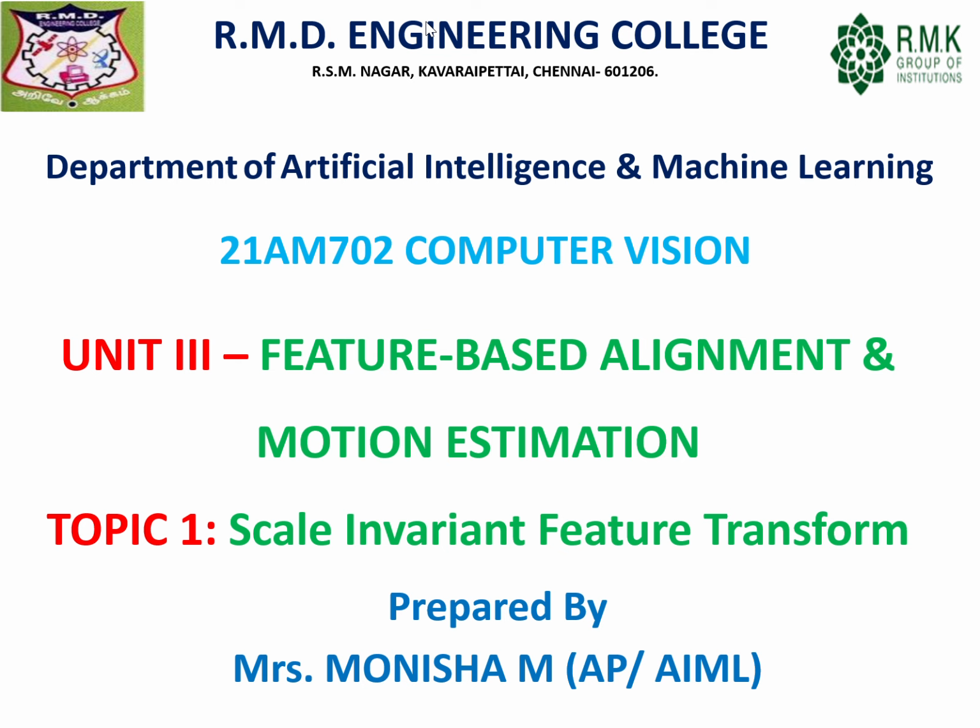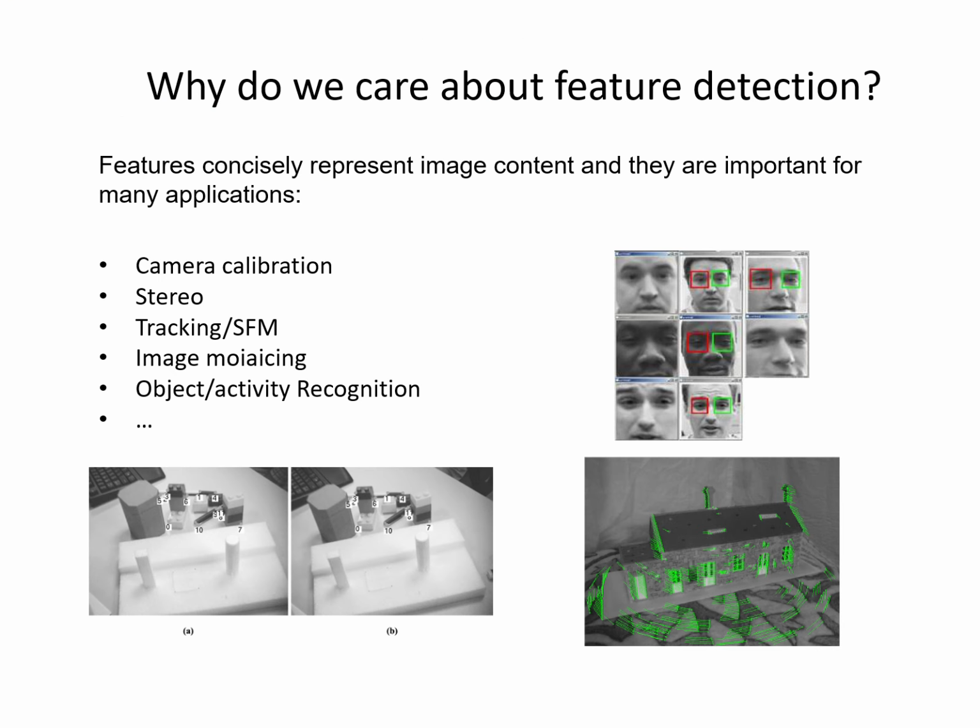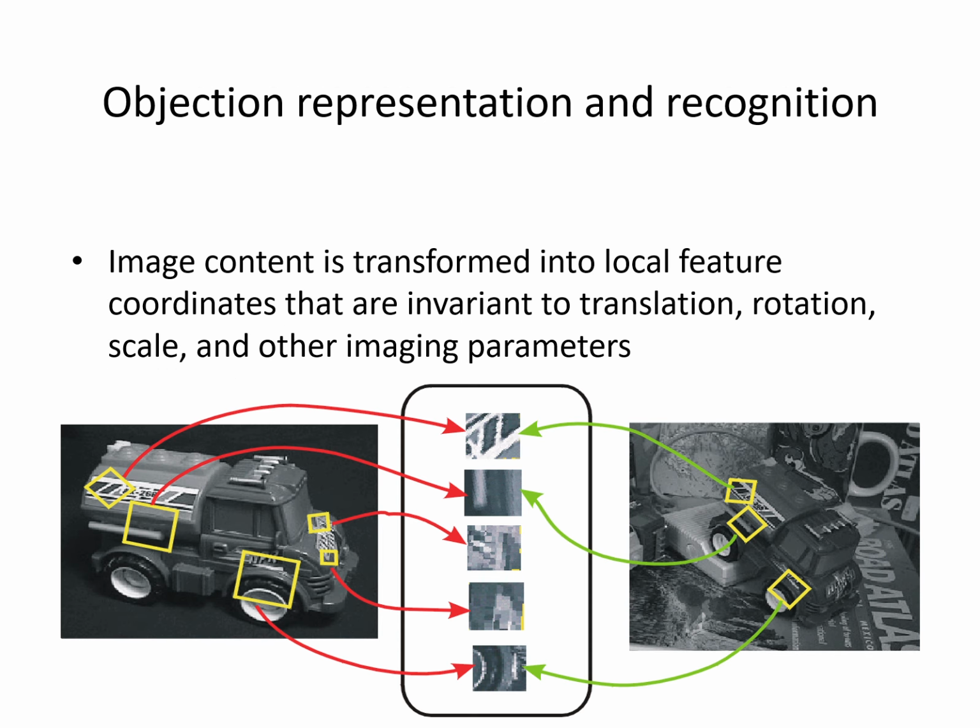Today's topic is about scale invariant feature transform. First, why do we care about feature detection? Why is feature detection important? Generally, features concisely represent the image content that is most important for many applications like camera calibration, stereo, tracking, SFM, image stitching, and object detection and recognition. In scale invariant feature transform, we are using feature detection for all these applications.